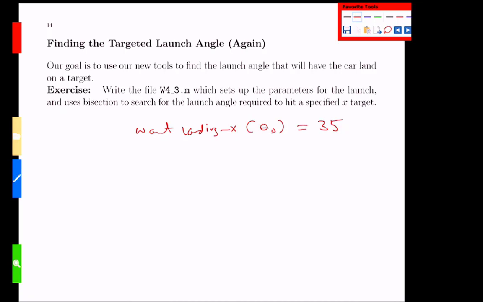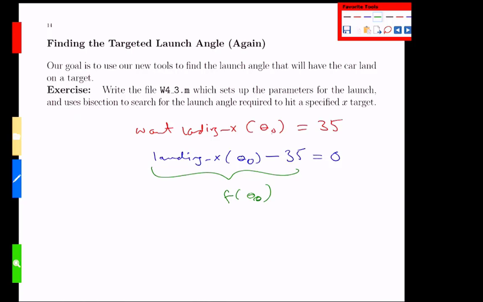My landing x is where I land. It depends on theta naught. And I want it to equal 35. But we can't put that into bisection. Bisection doesn't like that format, nor will any other solver. So instead, we're going to write it as landing x of theta naught minus 35 equals 0. That is our function. That is our moving things to the left-hand side and calling it a function equals 0 problem instead of solving some not too complicated equation, but an equation that doesn't have a 0 on the other side. So that's what we're going to solve.